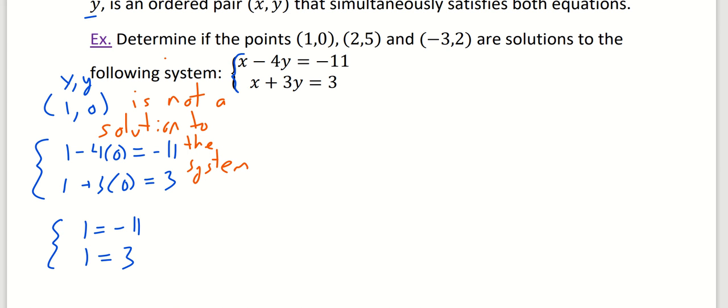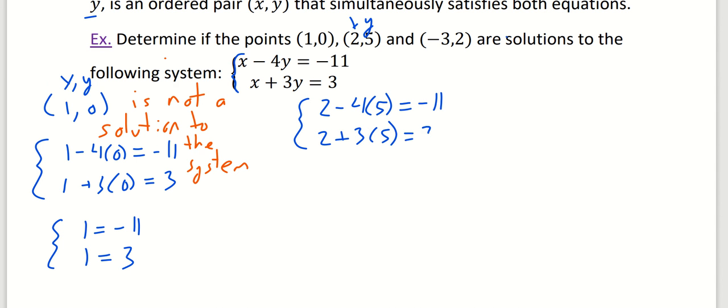Let's try another ordered pair. Let's try the ordered pair (2, 5). So I'm going to plug that in. Everywhere I see an x, I'm going to put a 2. Everywhere we see a y, I'm going to put a 5. This would look like 2 minus 4 times 5 equals negative 11, and 2 plus 3 times 5 equals 3.